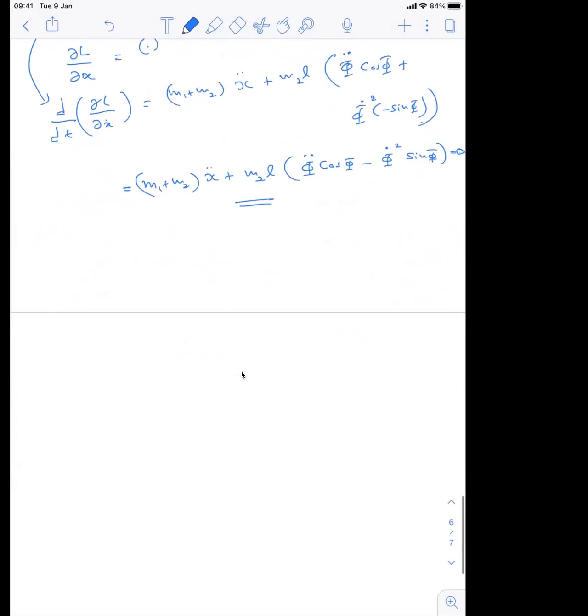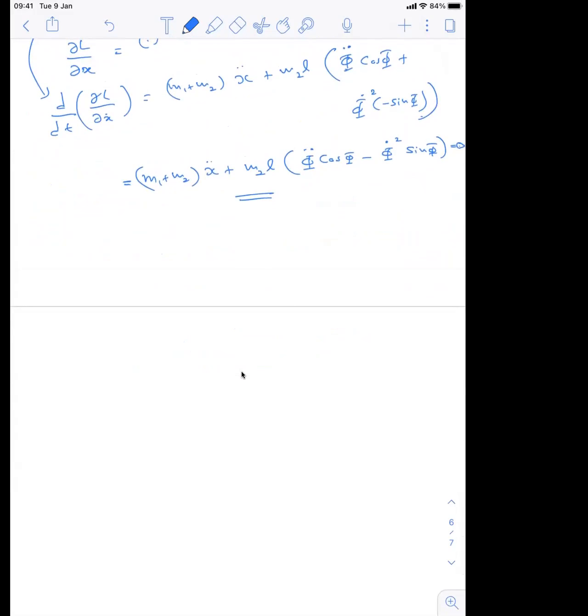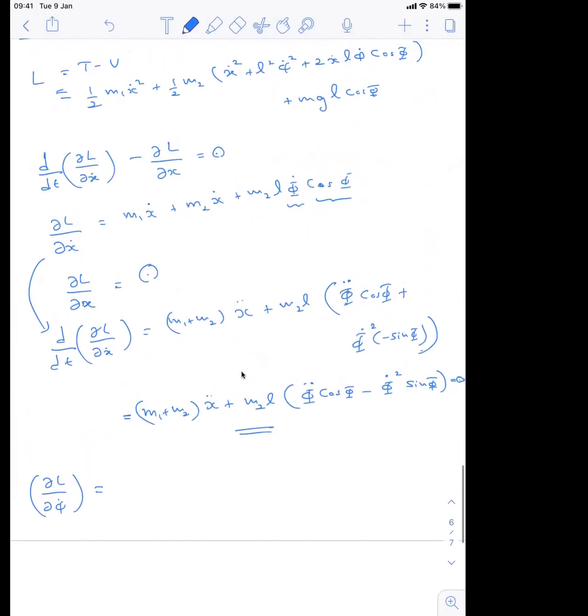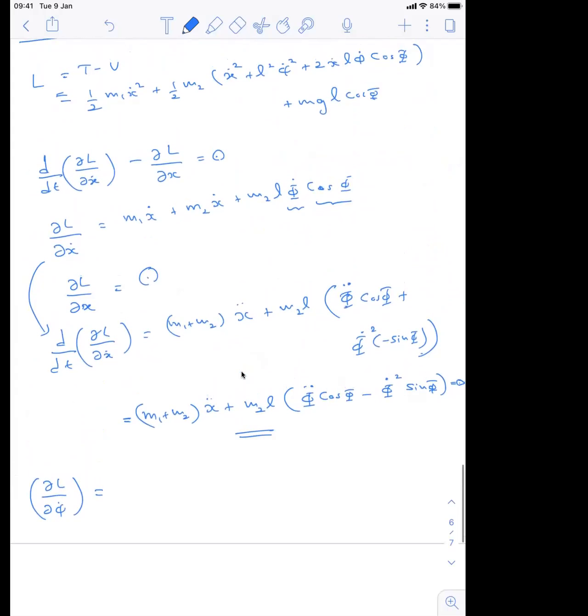Right, so now let's go and look at the other equation, which is the derivative of L over the derivative of phi dot. Now you have to look at this Lagrangian and see how you can get an expression for phi dot. So the first term does not contribute. It's only the half m2. Sorry, this should be m2, not m1. And the phi dot comes from one of these L squared phi dot, and the other one is where one phi dot is here and the other one is right here, so the 2 cancels out, m2 x dot L cosine of phi.